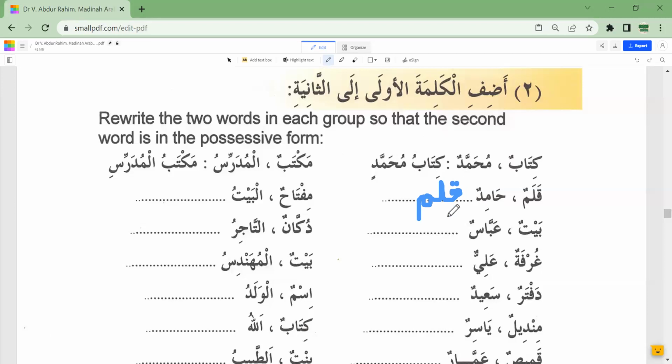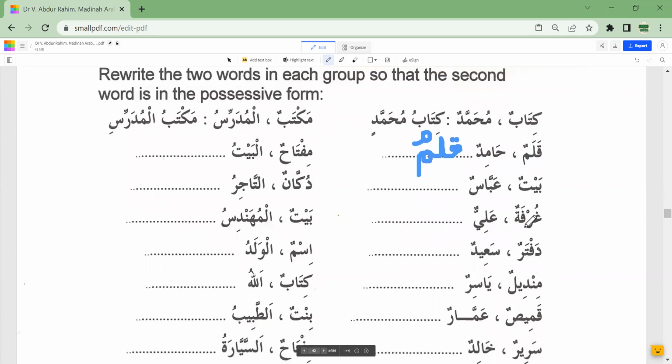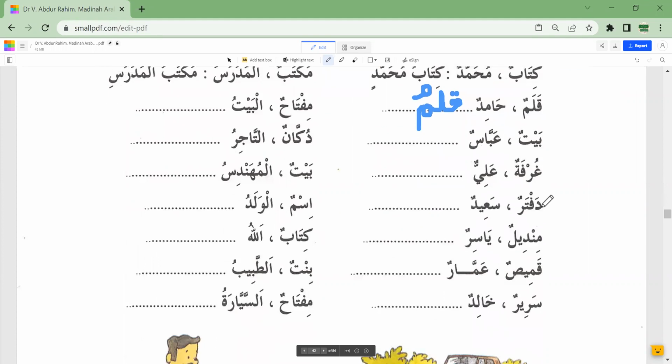Qalamun Hamidin. So qalamu with one dhamma, Hamidin. Qalamu Hamidin, right? Baitu Abbasin, right? Abbas's house. Ghurfatu Aliyin, right? Next. Daftaru Sa'idin, right? Said's notebook.